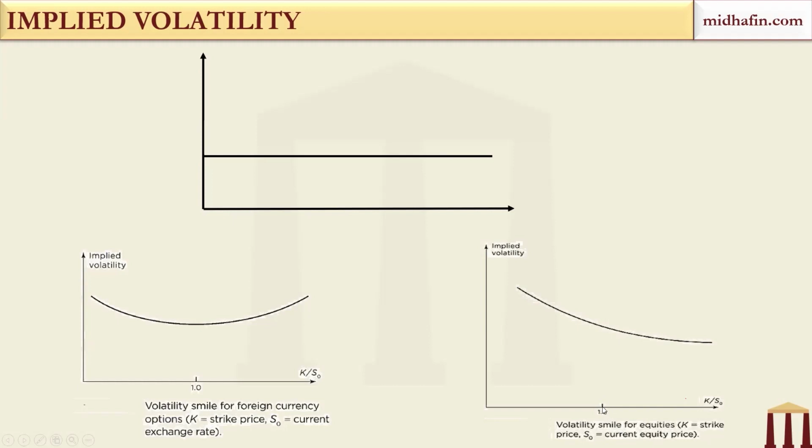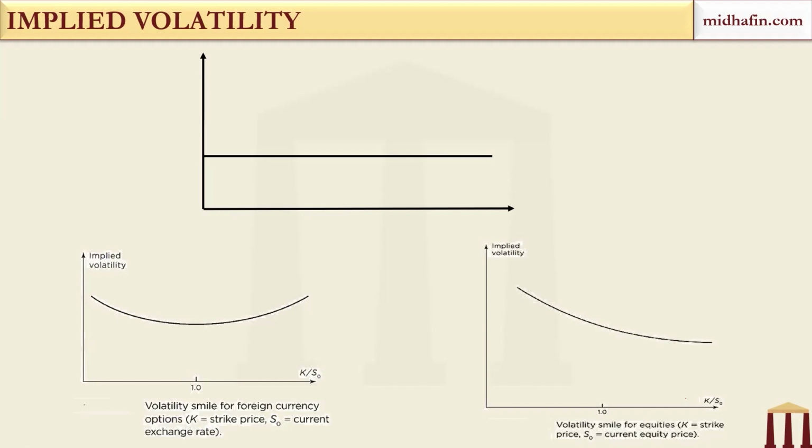So implied volatility is not constant. If you're using different options, you will get different implied volatility values. You have to be very careful as to which implied volatility should be used to find the value of an option. For that, you need to take into consideration the ratio K by S. What is the strike price you are considering? What is the current asset price?